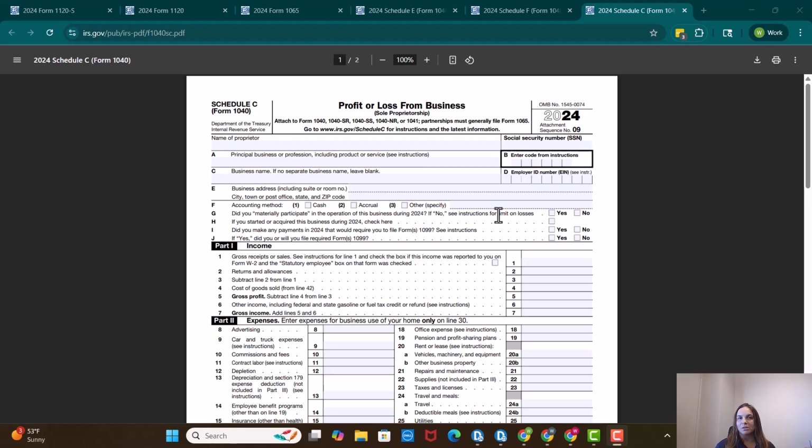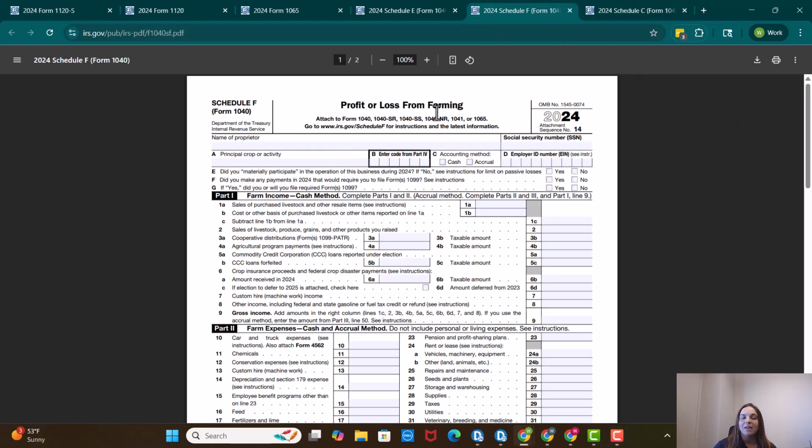So Schedule C is the most common form filed for sole proprietorships. However, we may see sole proprietorships file other types of forms. If it is a farming business, Schedule F is filed instead of Schedule C. It says profit or loss from farming, but just like Schedule C, it gets filed with Form 1040 and it lives on the owner's personal tax return.